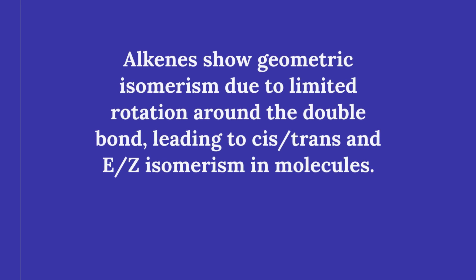Alkenes exhibit geometric isomerism due to restricted rotation around the double bond. Cis-trans isomerism occurs in simple molecules. E-Z isomerism uses Cahn-Ingold-Prelog rules for complex alkenes. Priorities are assigned based on atomic number. This system helps identify isomer configurations.